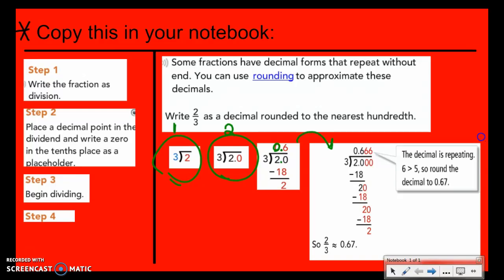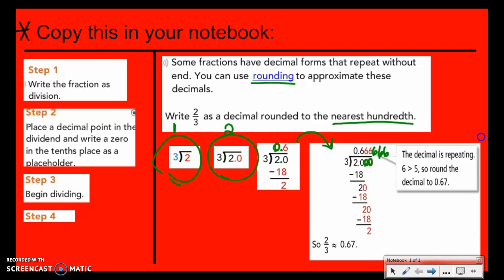Here's the continuation of that. You bring another 0, and another 0 after your 20, so you end up having 20 again. Okay? So you're going to keep continuously going on and on because it's going to keep going 20, 20, 20, 20, over and over again. So what you are going to do in your answer, it says to, where's it say? You can use rounding to approximate the decimal, right? 2/3 as a decimal rounded to the nearest hundredth.